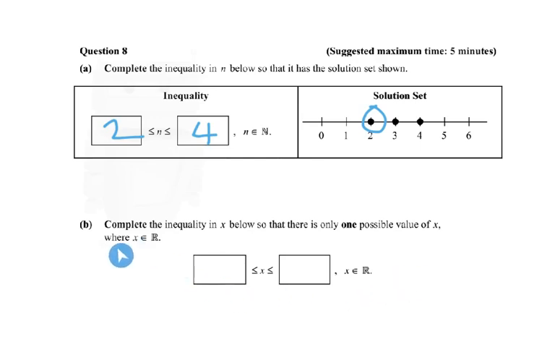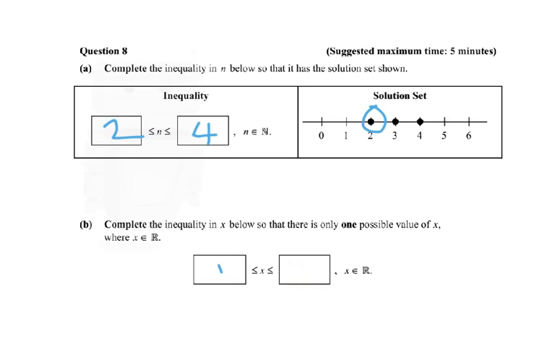This one is just a little poser. Complete the inequality in x below so that there's only one possible value for x, where x is a real number. So what number can go here and here so there's only one possible value? I mean, if I put in 1 here and 2 here, there's an infinity of solutions that can go in there, so that won't work. I could make this 1.01. There's still an infinity of solutions between there and there, so that's no good either.